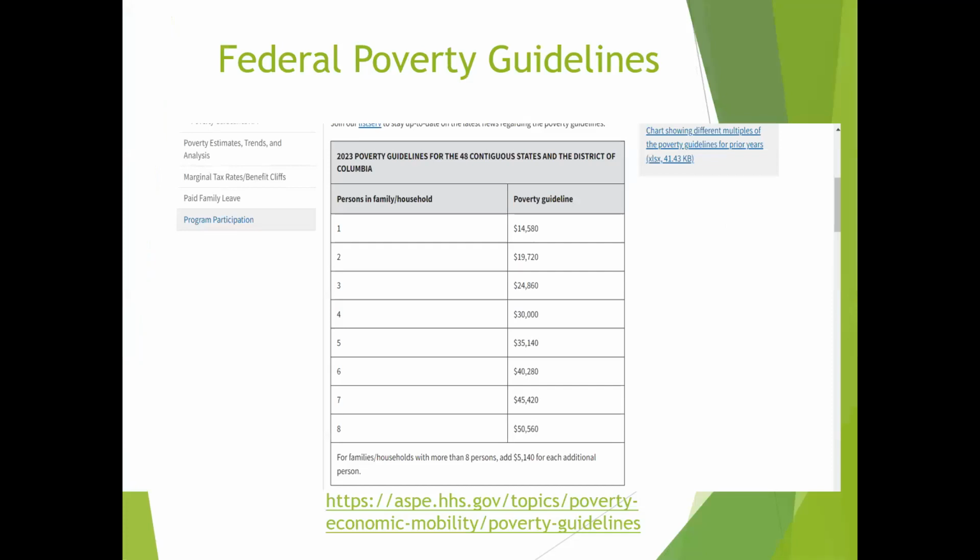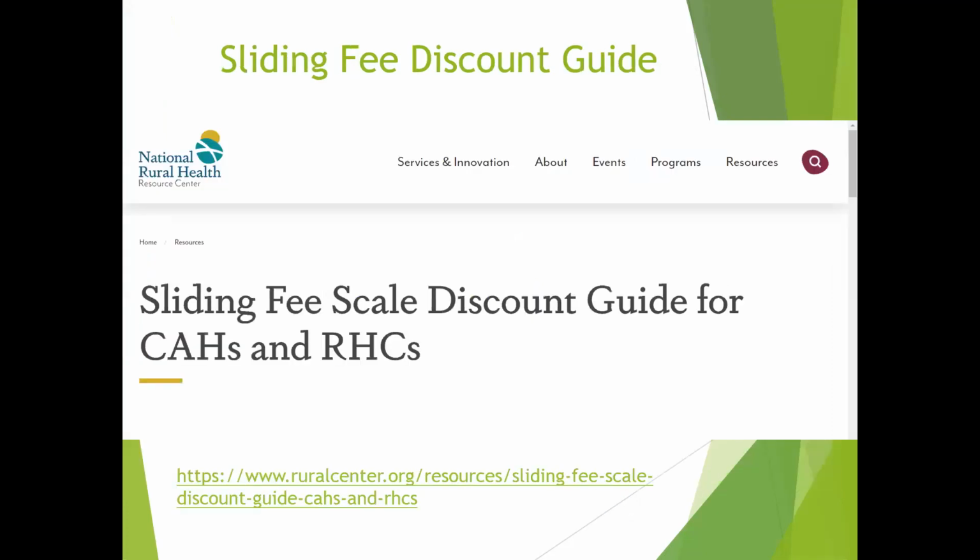So this is a screenshot of the current federal poverty guidelines for 2023 for the 48 states. Alaska and Hawaii have different guidelines, but obviously this would be Michigan's guidelines. So this is updated every year, really within the first 2 weeks of the new year. So definitely make sure, because it does usually change each year, that you have the most up-to-date federal poverty guidelines for your sliding fee schedule program and policy.